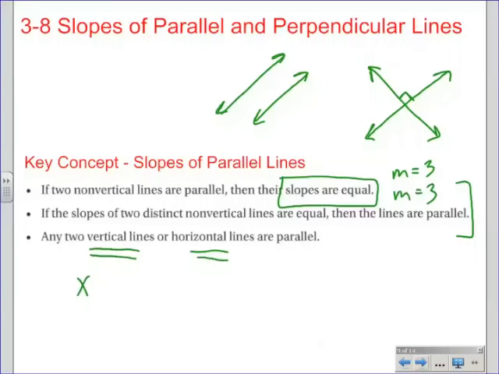So a vertical line might have an equation of x equals 2, and another vertical line might have an equation of x equals -4, and those two lines are going to be parallel to each other. An example of horizontal lines could be y equals 5 and y equals 0. Those are both horizontal lines, and therefore they are parallel to each other.